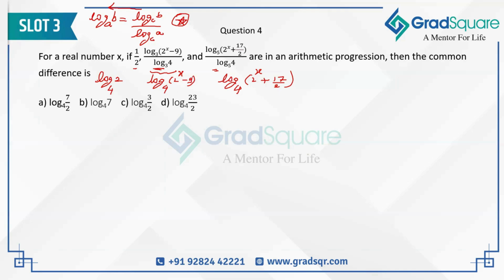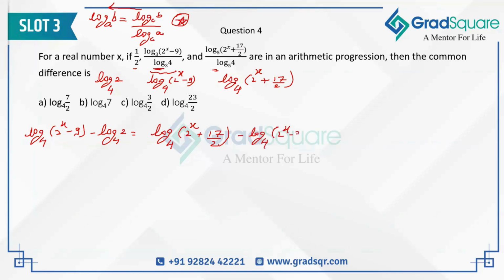So these are the three values which the question is telling me are in arithmetic progression. So the difference of the second term and the first term should be equal to the difference between the third term and the second term. Let me write this. Log base 4 of (2^x − 9) minus log base 4 of 2 should be equal to log base 4 of (2^x + 17/2) minus log base 4 of (2^x − 9). This is the equation that we are getting. The difference has to be equal.